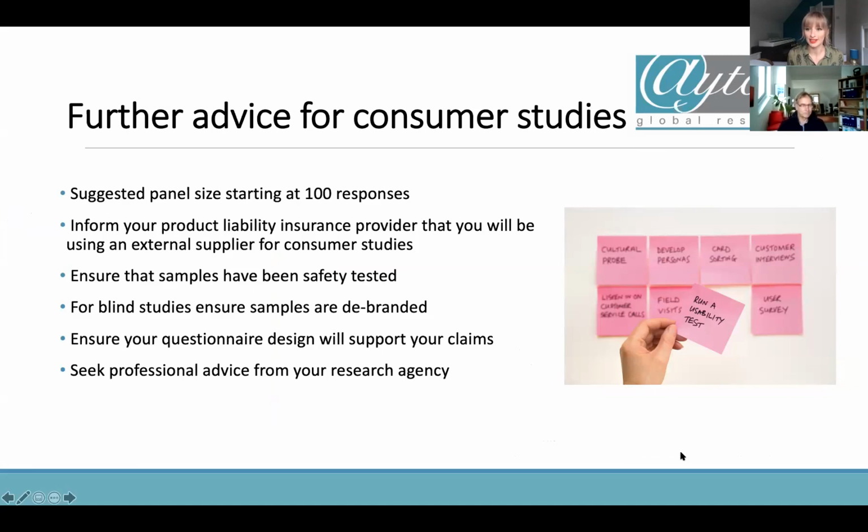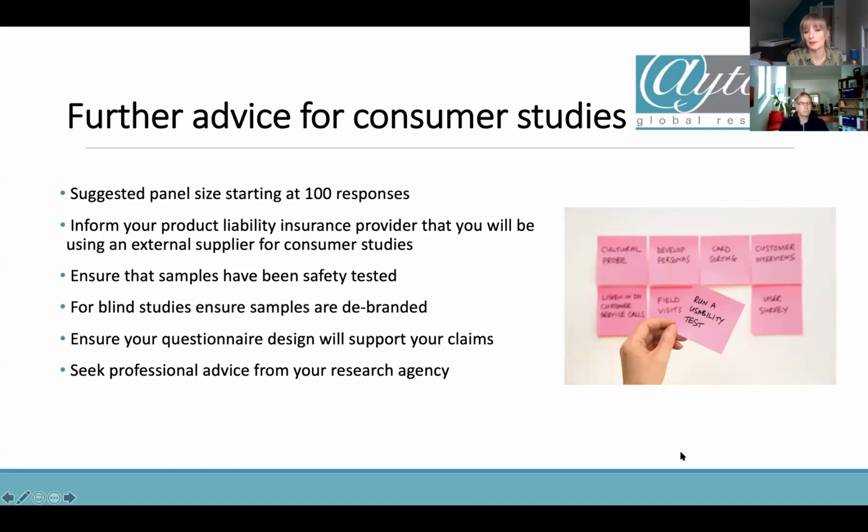So it's just some further advice for consumer studies as well, sort of FAQs people have asked me before. I suggest a panel size starting at 100 responses, because people sometimes come to me and have no idea what the minimum is. This is very rough guidance. It really depends on the claim and the product. The case study I showed with the hair shine oil covered so many different hair types that we had over 300 people on the study. If we had 100 people and broke it down like that, there would be an insignificant amount of data on each hair type to tell if it had passed. So it's guidance, but it may really vary depending on your claims.